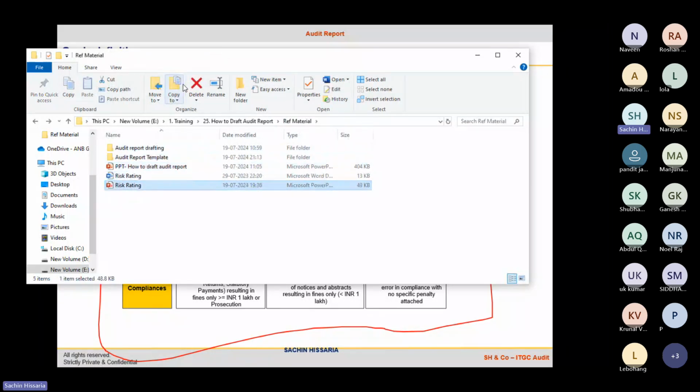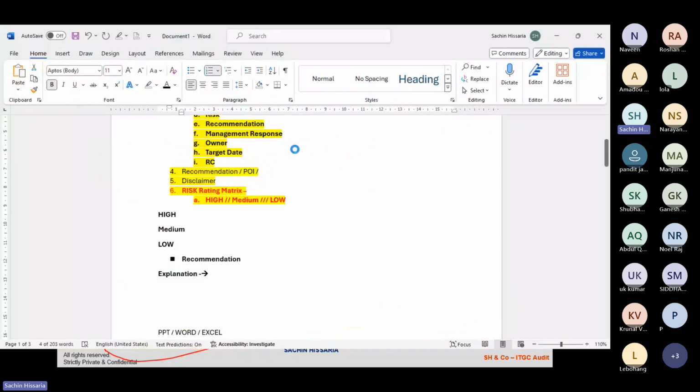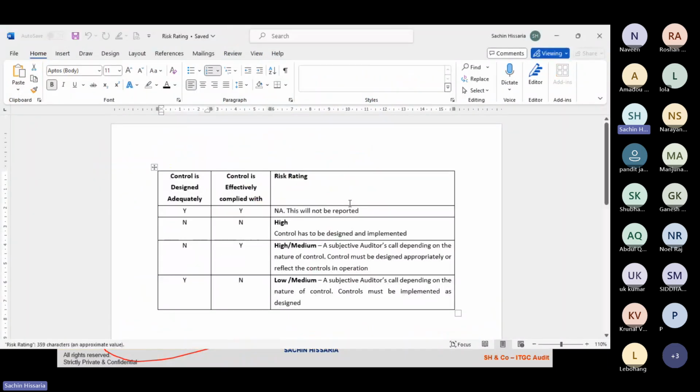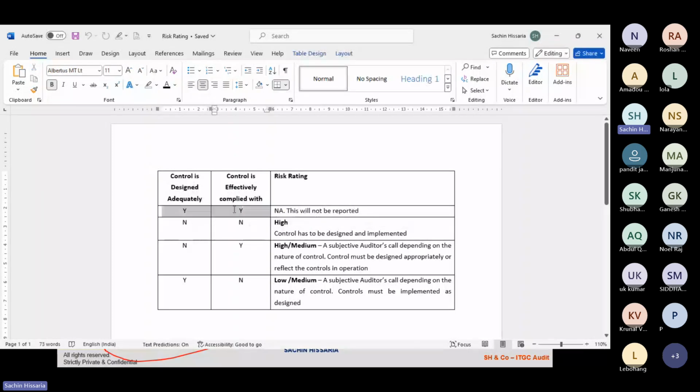Yeah, this is the risk rating matrix, which is very much auditor friendly because there is too much subjectivity involved here, guys. See how I will be rating. I will check the design. I will check the effectiveness. If control is designed adequately and effectively implemented, this is not an observation.